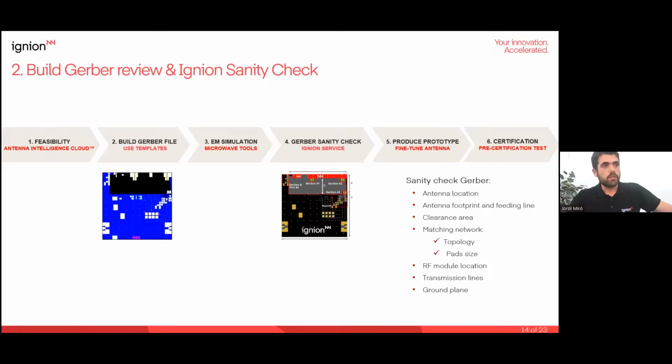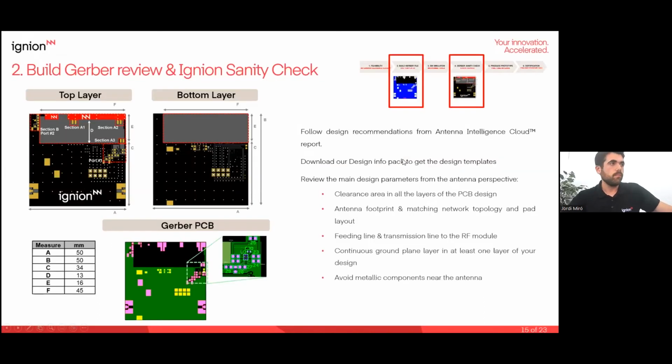Antenna location, antenna footprint, and feeding line. We will provide you all of these recommendations: clearance area, matching network, topology, patch size, and so on. RF module location, transmission lines, typically 50 ohms, and ground plane recommendations. So this is an example, from the Gerber to the CAD file.